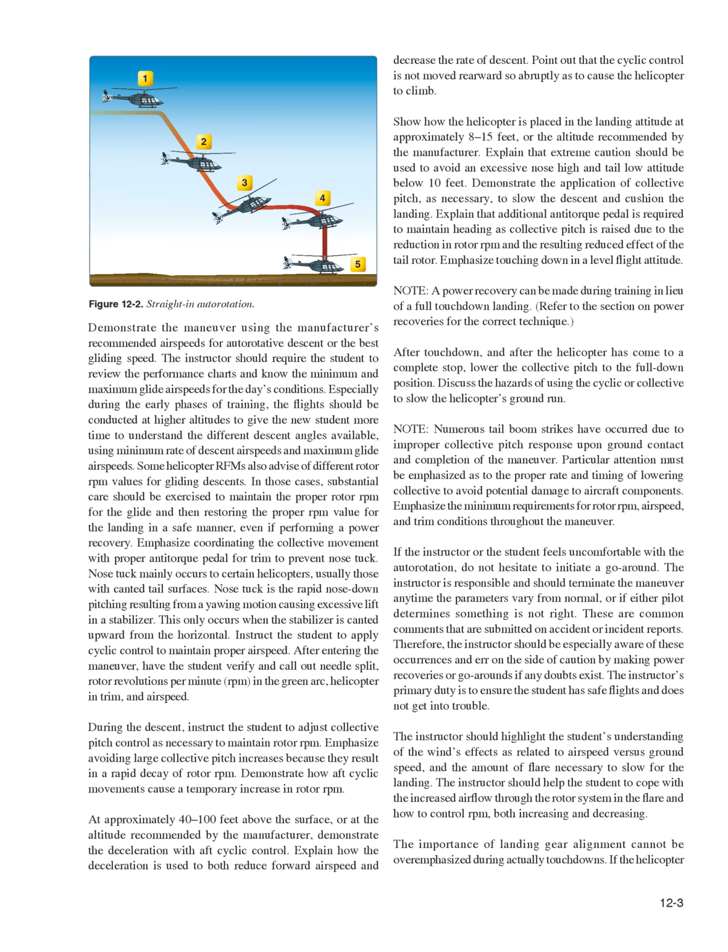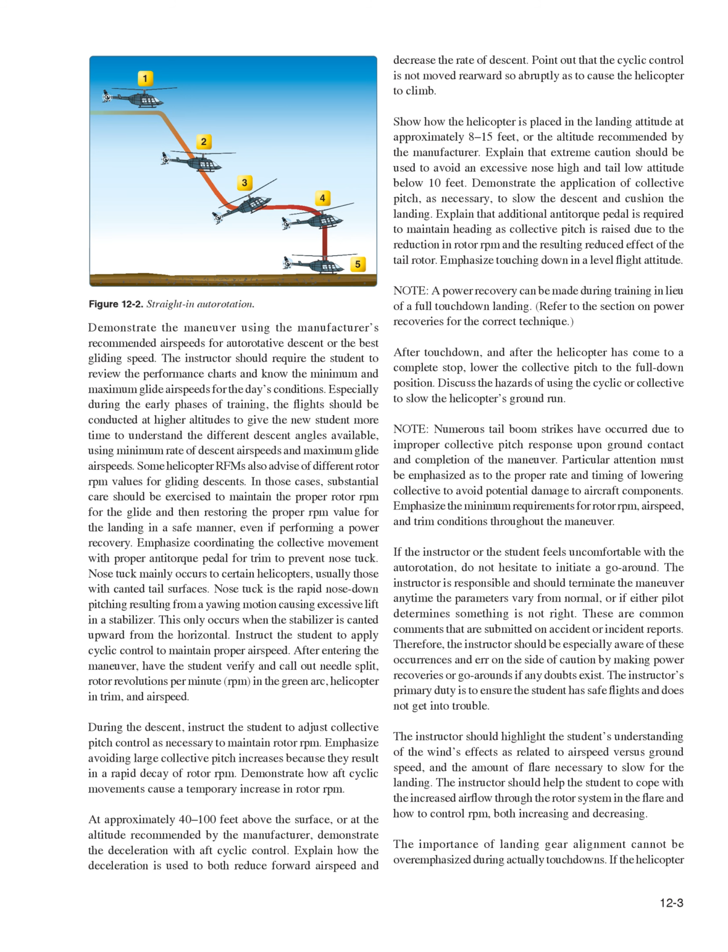If the instructor or the student feels uncomfortable with the autorotation, do not hesitate to initiate a go-around. The instructor is responsible and should terminate the maneuver anytime the parameters vary from normal, or if either pilot determines something is not right. These are common comments that are submitted on accident or incident reports. Therefore, the instructor should be especially aware of these occurrences and err on the side of caution by making power recoveries or go-arounds if any doubts exist. The instructor's primary duty is to ensure the student has safe flights and does not get into trouble.